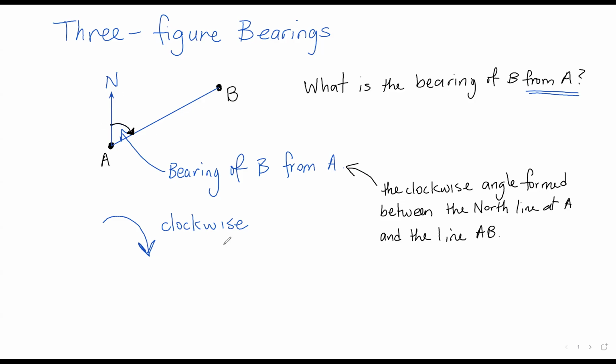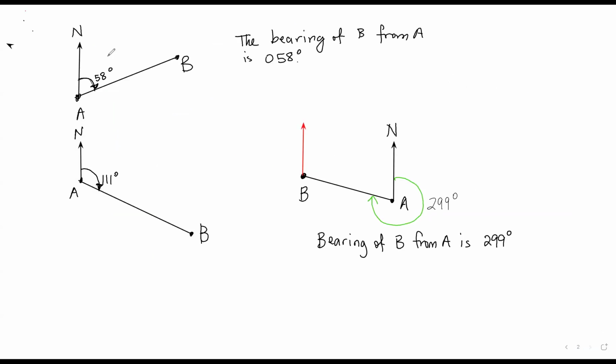It's the clockwise angle formed between the north line and the line AB. Some of the examples here were similar to the first one. If you have A here and B over here, then the bearing will be 111 degrees because it's the clockwise angle between the north line at A and the line AB. In this one, where B was to the left of A, if you're still looking at the bearing of B from A, it has to be the clockwise angle between the north line at A and the line connecting A to B. Right, so let's see.